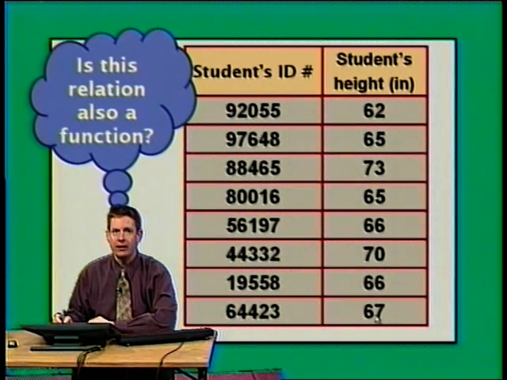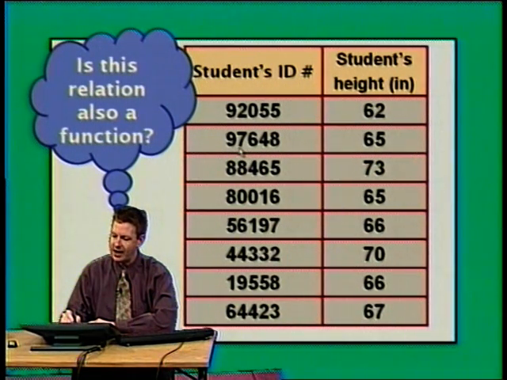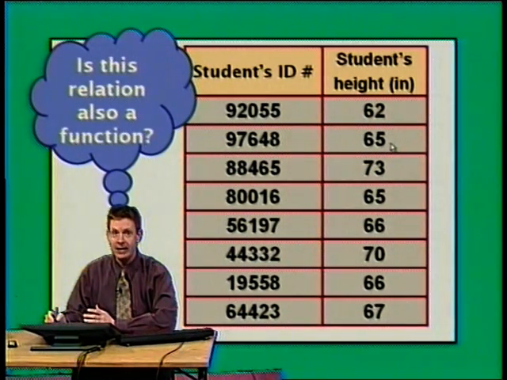On the other hand, if somebody asked you, how tall is the student with ID number 97648, there is only one correct response to that question. Student with ID number 97648 is 65 inches tall. Each student ID number that you input will generate exactly one output. So this relation is a function.